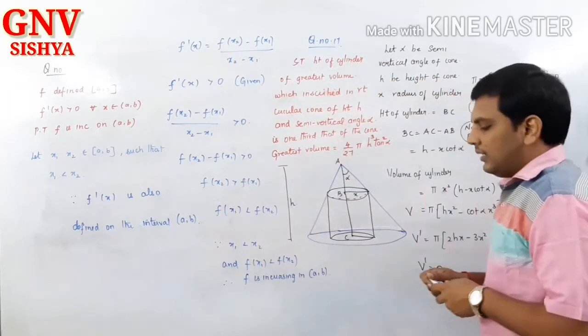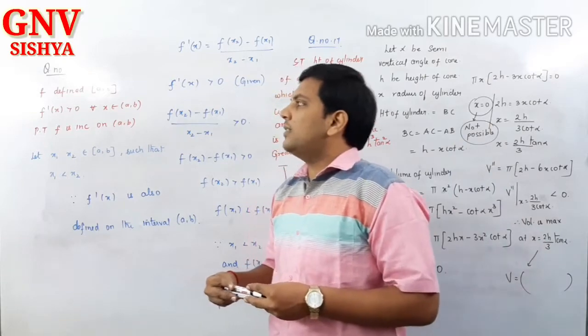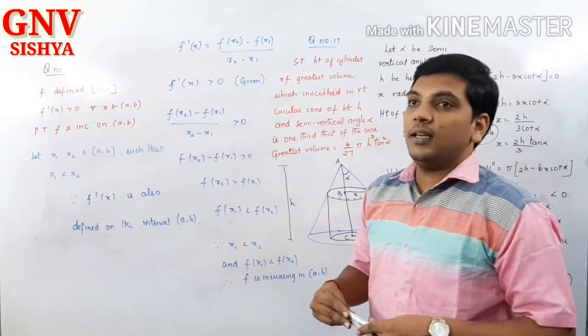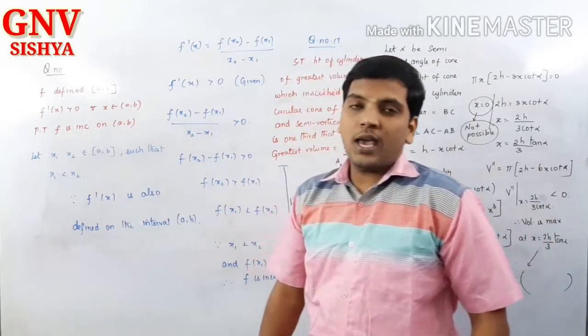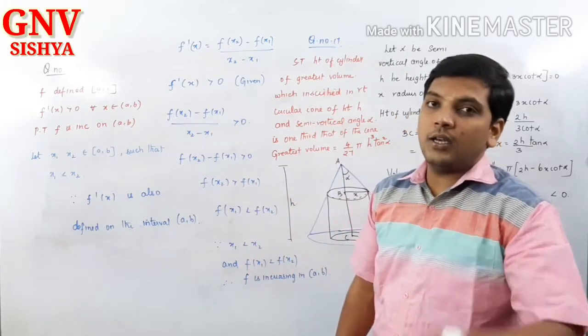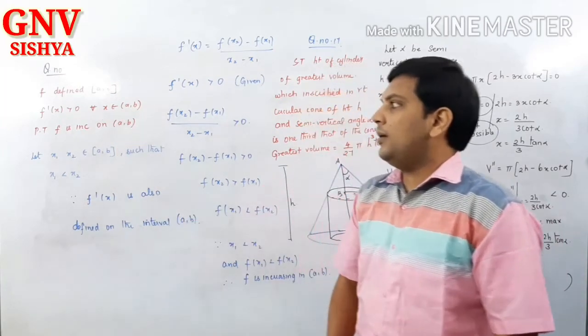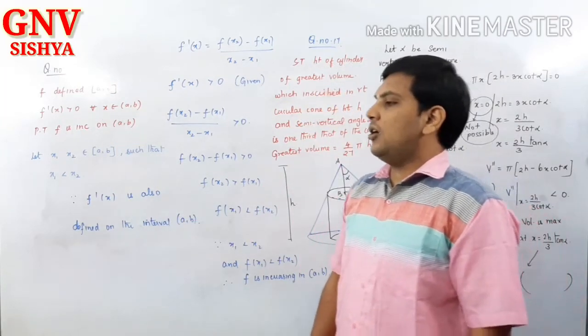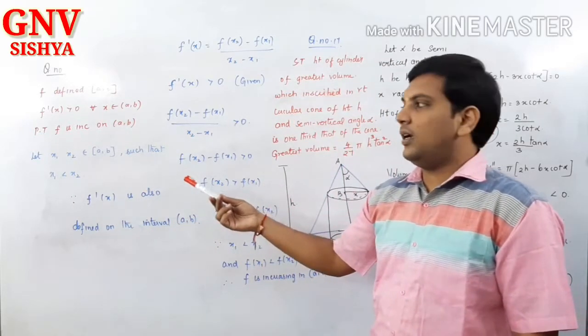Now question number 16. f is defined in the interval a comma b and f dash of x is greater than 0, they have said. It means it is a defined and continuous function because it is differentiable. All differentiable functions are continuous, already we have studied, correct? Such that x belongs to a comma b, prove that f is increasing on a comma b. So it is a continuous function, so definitely we know it.